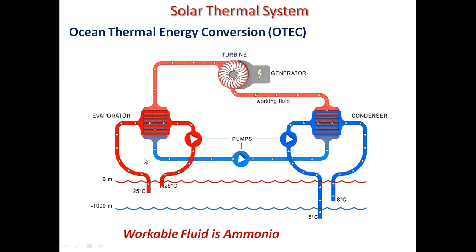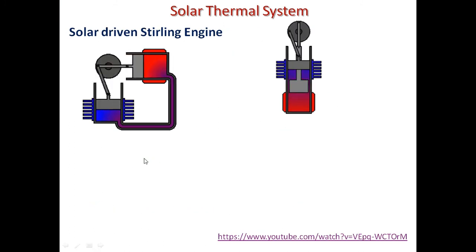Okay. Let's go to the next device. The next device is basically based on a Stirling engine. Now a Stirling engine is like a combustion engine where there is a piston, and because of the pressure difference created, you move these pistons, and this piston is able to generate mechanical energy. This mechanical energy is then connected to a generator to convert the mechanical energy into electrical energy.